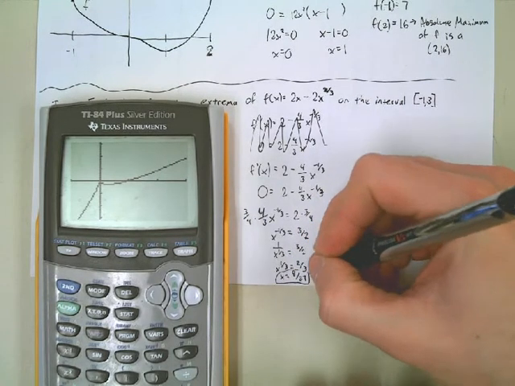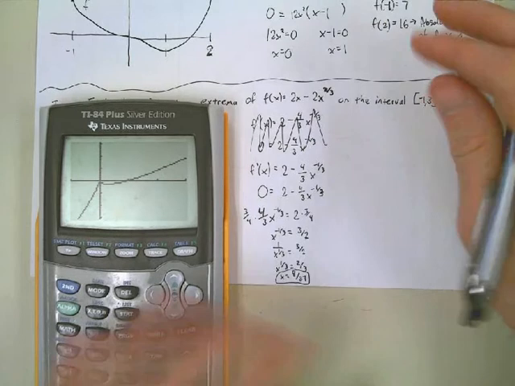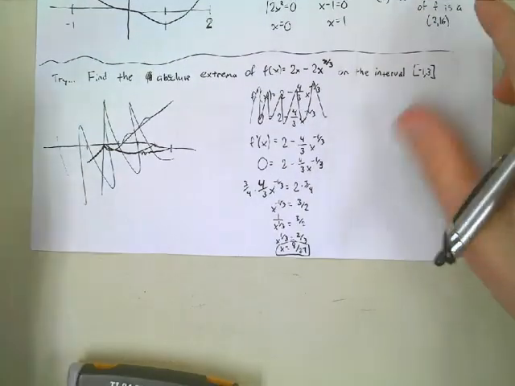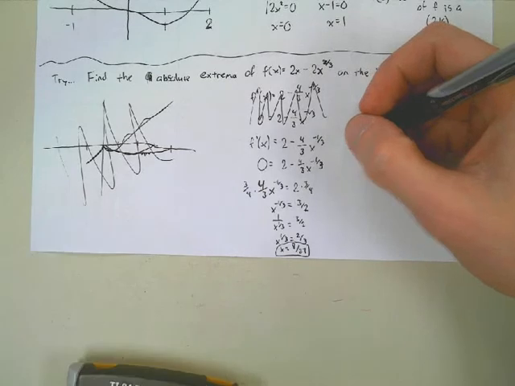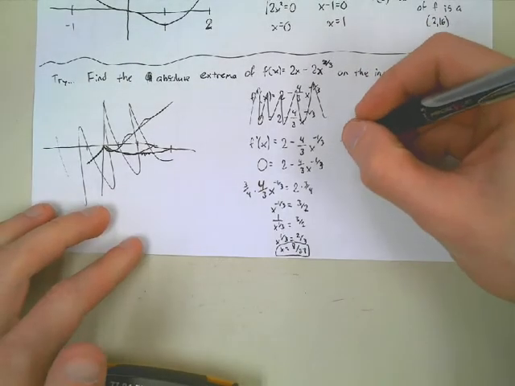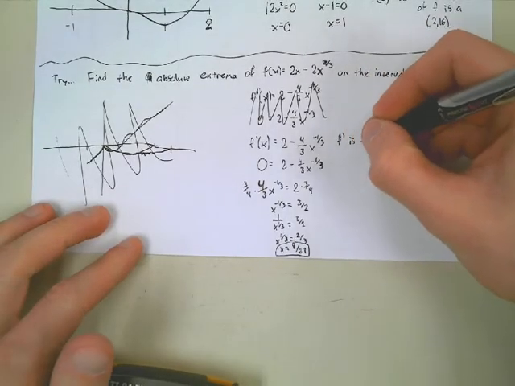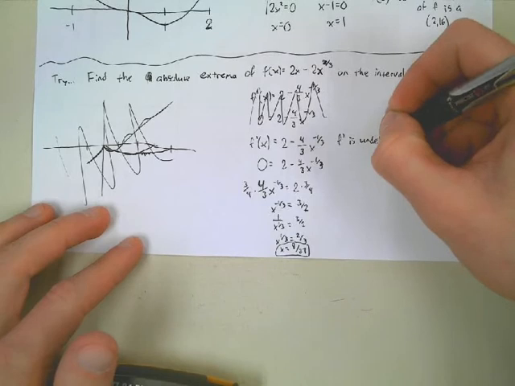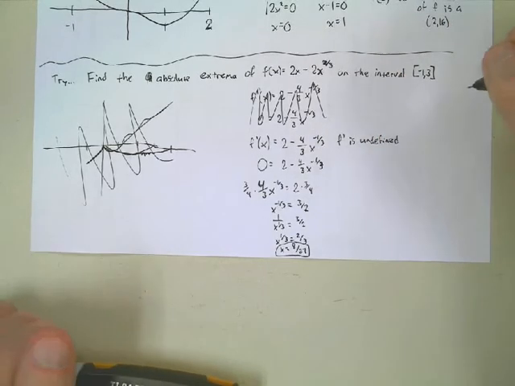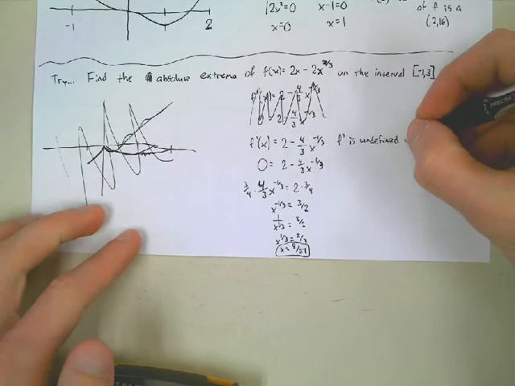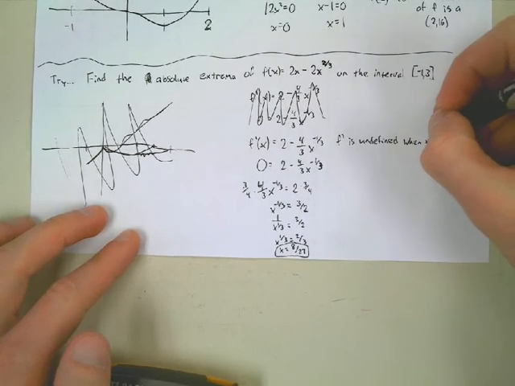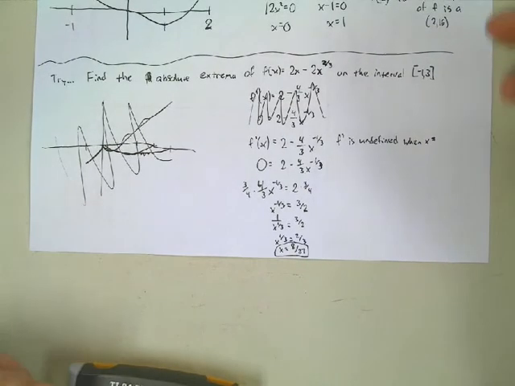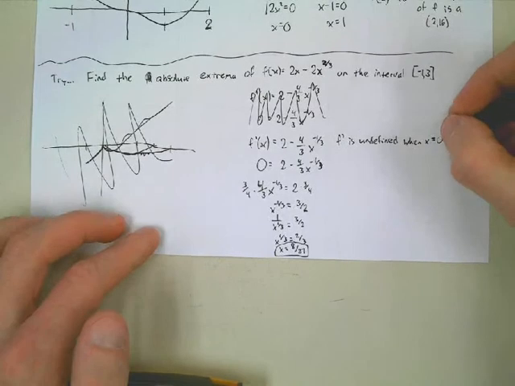Over 27 is what that should be for that one of your critical points. But then also f prime is undefined when x is what? What x value makes f prime undefined here, folks? 0. So 0 is also a critical point.